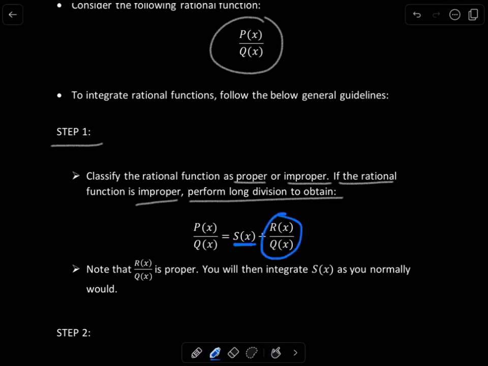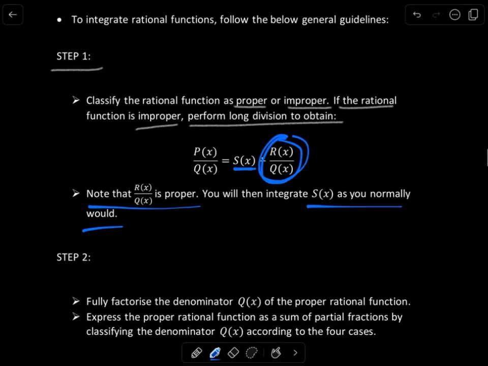And then in all of the previous examples, r of x over q of x was a proper rational function, and we were able to integrate it. Now, in some cases, we may not be able to readily integrate it, where it can give us something of ln x, but we'll examine that case. So note that r of x divided by q of x is proper, and again, you integrate s of x as you normally would. So that's the case if we have something that is improper.